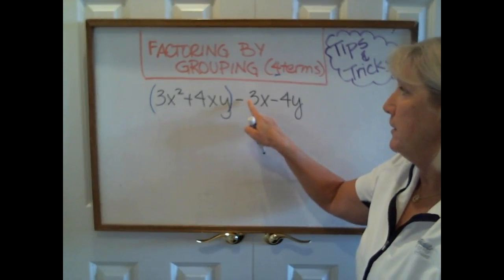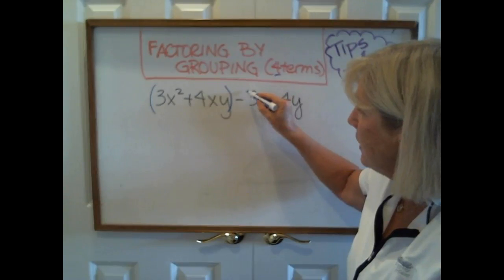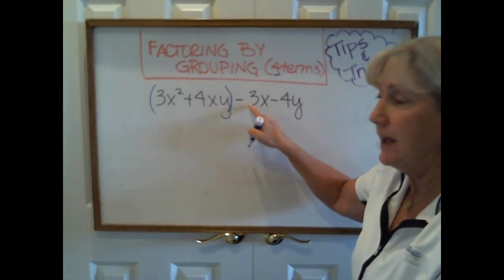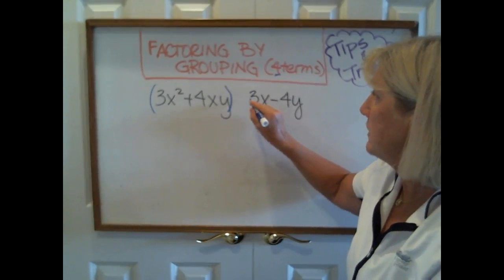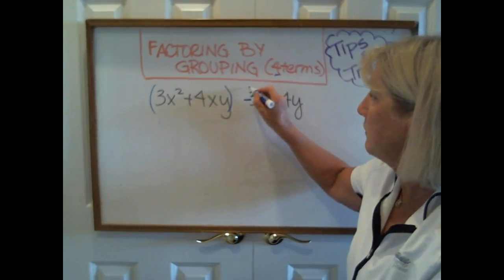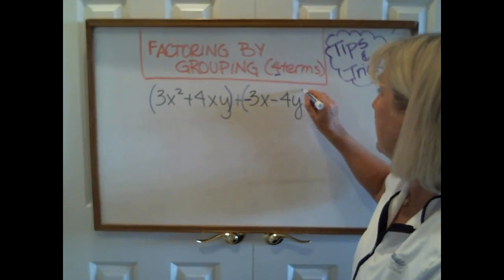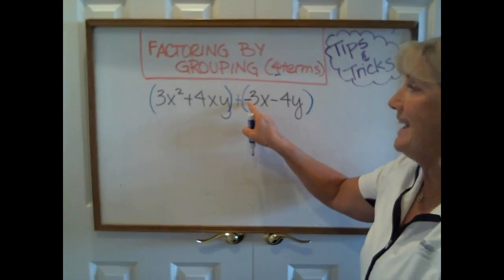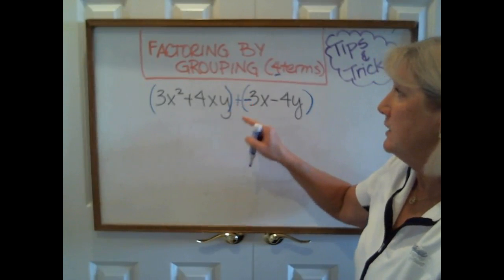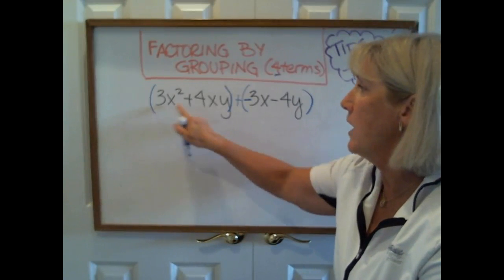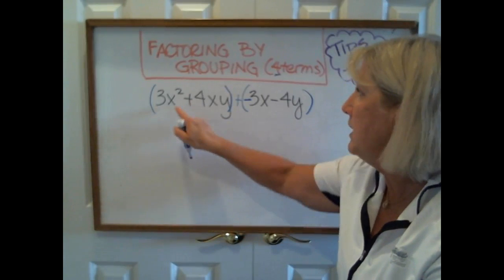That negative belongs with the 3, so I do not want to put my parentheses that separate the negative and the 3. So I'm going to put the negative really close to the 3, put the parentheses there, and put a plus there. That's really important when there's a negative in front of there. So now I look in here and I say, okay, what's my greatest common factor? There's no common factor between 3 and 4.